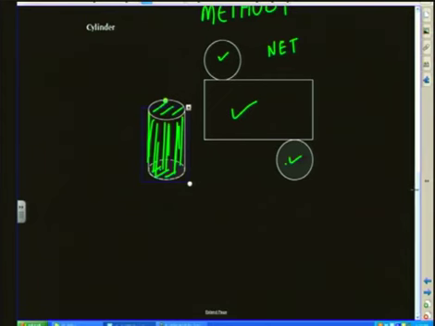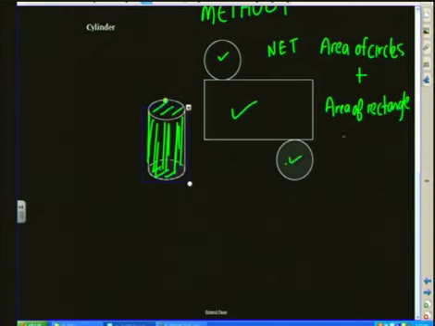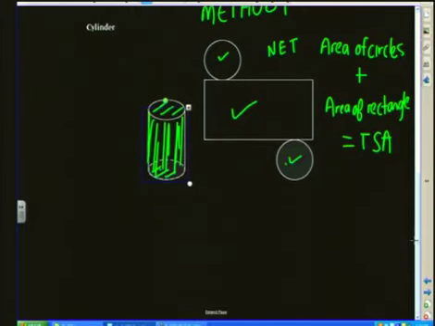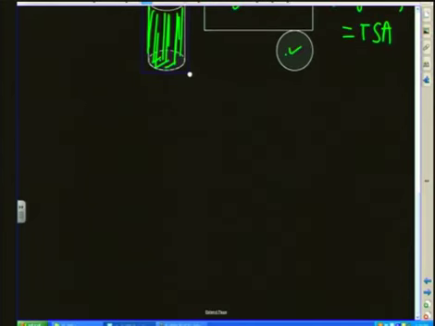What you could do is you could then find the area of the individual circles, and then you could add that to the area of the rectangle. And then you'd add those together and you'll get your total surface area. So that's method 1. That's the common way that a lot of people are shown to do it. So if you're happy with that way and you know how to do it, then go for it. Okay, I want to show you a different way to do it.